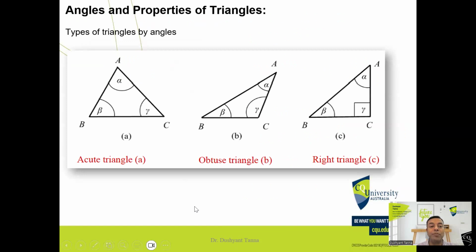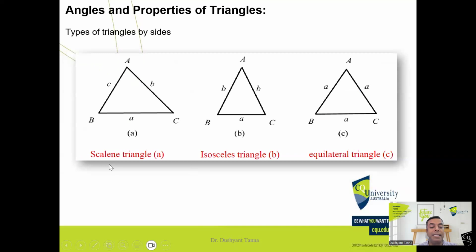So we got three types of angle, right? Based on these angles, we got types of triangle. One is an acute angle triangle, obtuse angle triangle, right? And right angle triangle. Acute, every angle is less than 90. Obtuse, exactly one of them is more than 90. And right angle, one of the angles is 90 degrees.